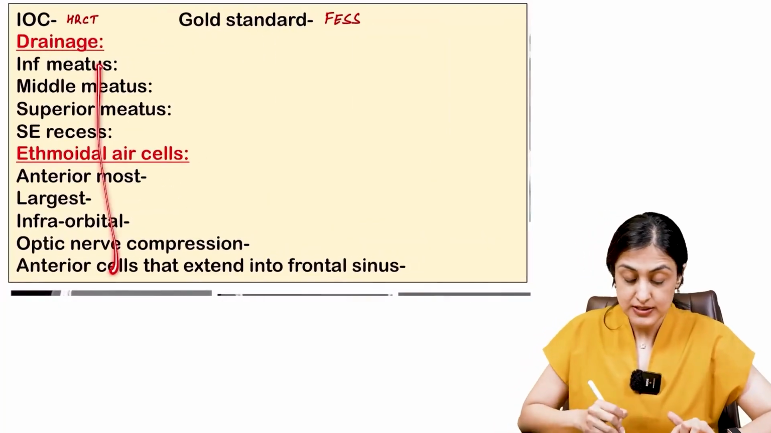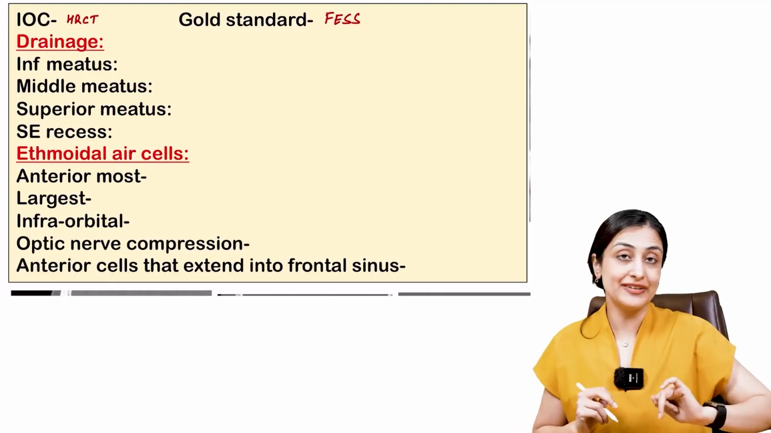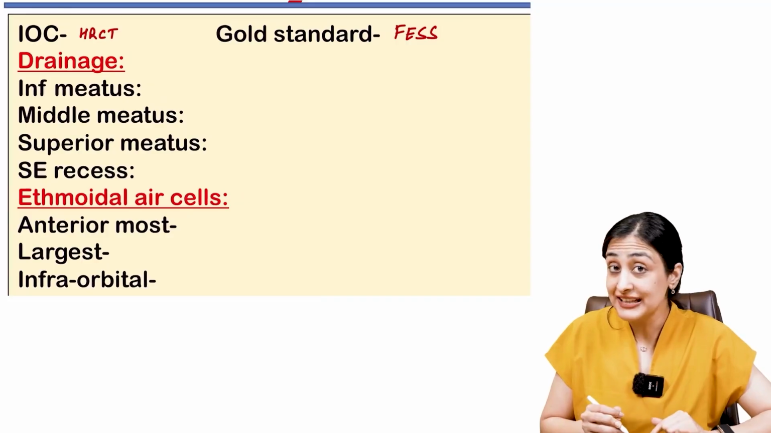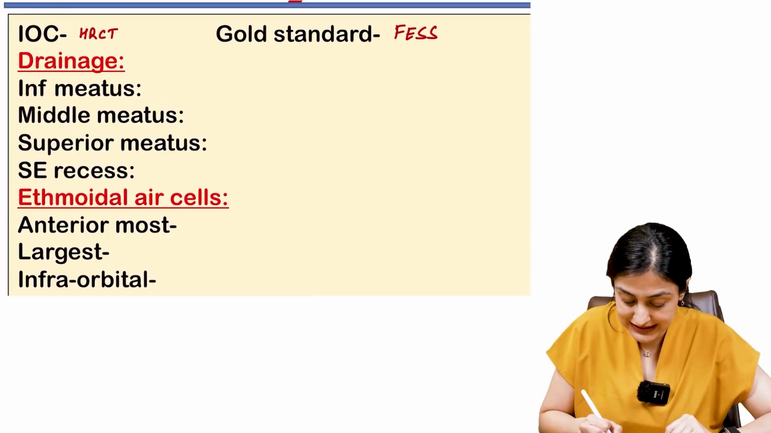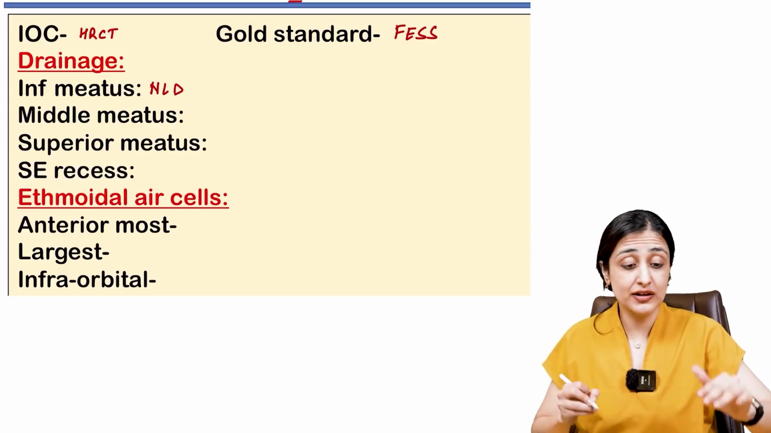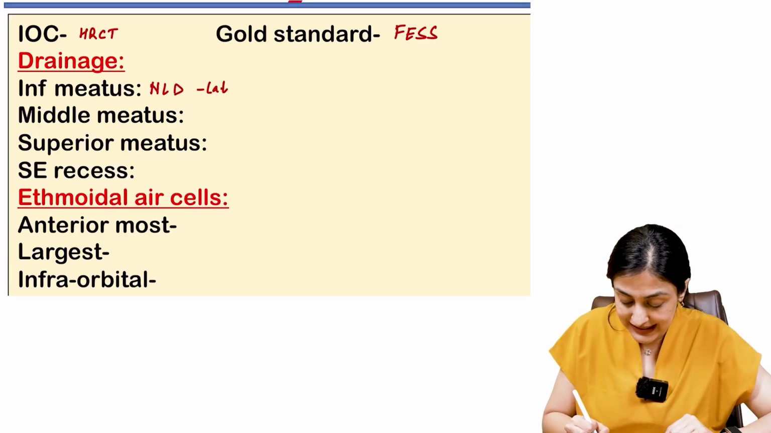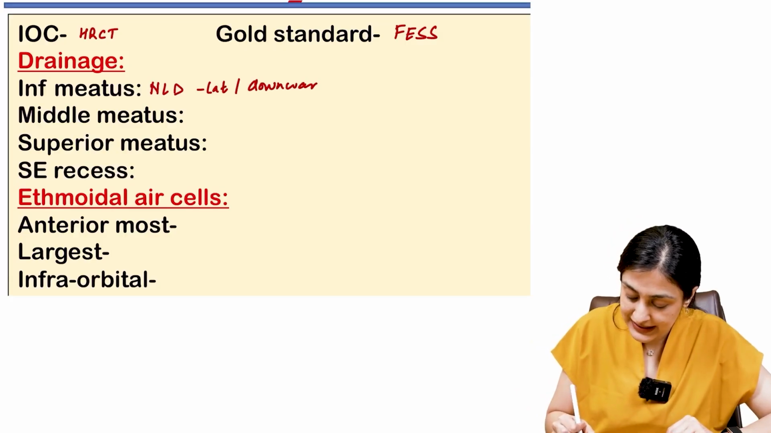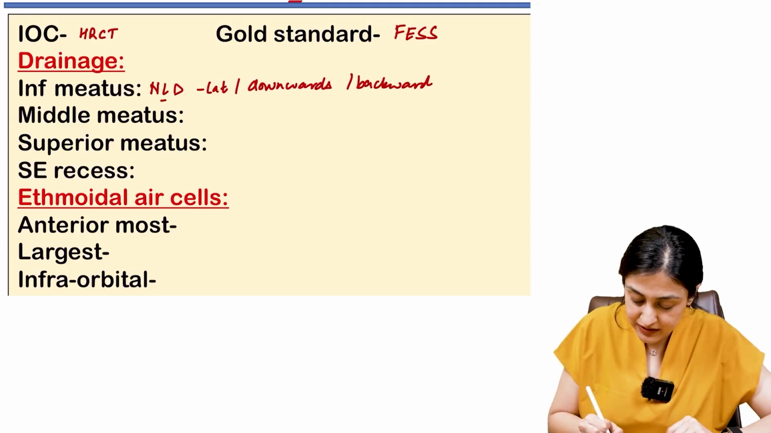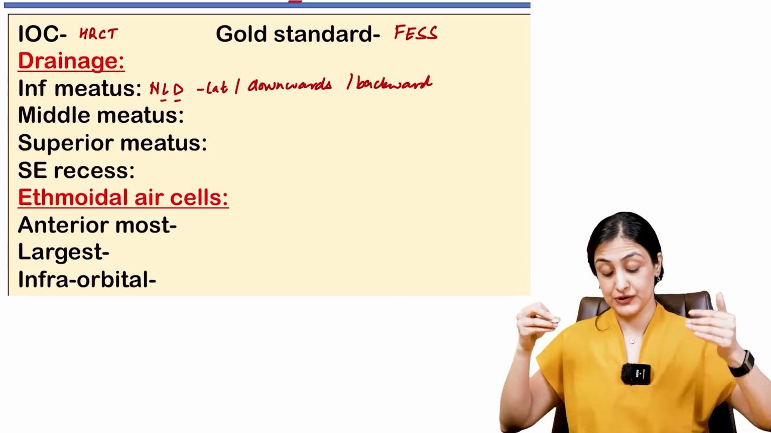So let's do some more theoretical questions and then we'll correlate it with CT. So drainage, what drains in the inferior meatus is just one thing, that is the nasolacrimal duct. You need to know the direction of the nasolacrimal duct. So it is lateral, downwards and backwards, right? So it's lateral and downward, and it's also going posterior.